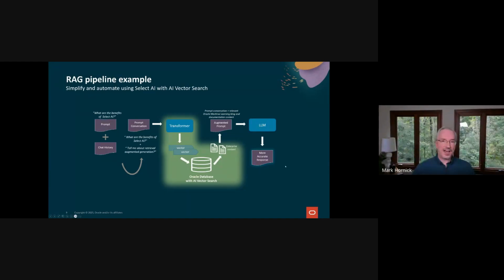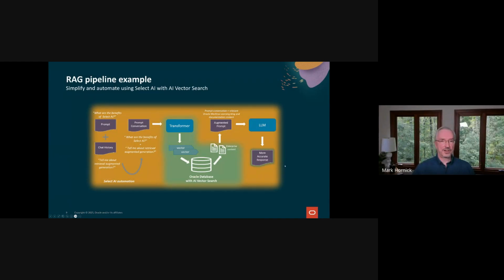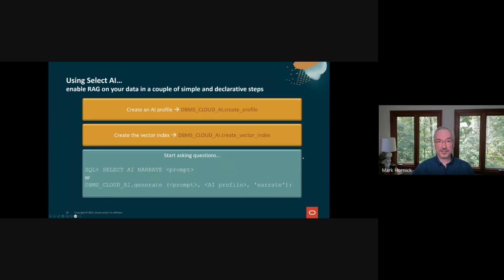But with Select AI, we're actually going one step further. We're leveraging the AI Vector Search in the database, but we're also automating this entire process. So we have conversation management, keeping track of the conversations, automatically converting your prompt into vectors for search, and then generating the augmented prompt and sending that to the LLM, with the goal, of course, of getting a more accurate response.